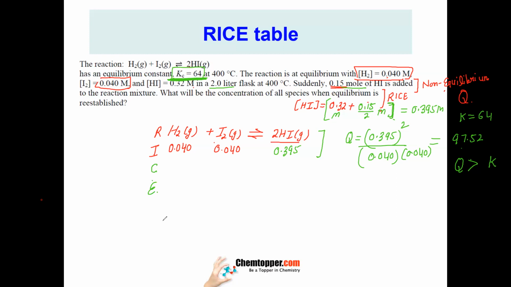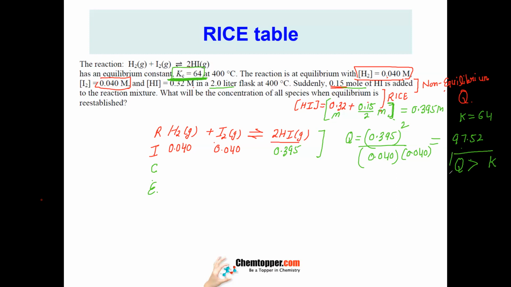Q is greater than K. Q wants to become K. Q greater than K means products are more than expected. Products are more, so equilibrium will shift to decrease the product. It will shift to the left, not to the right.